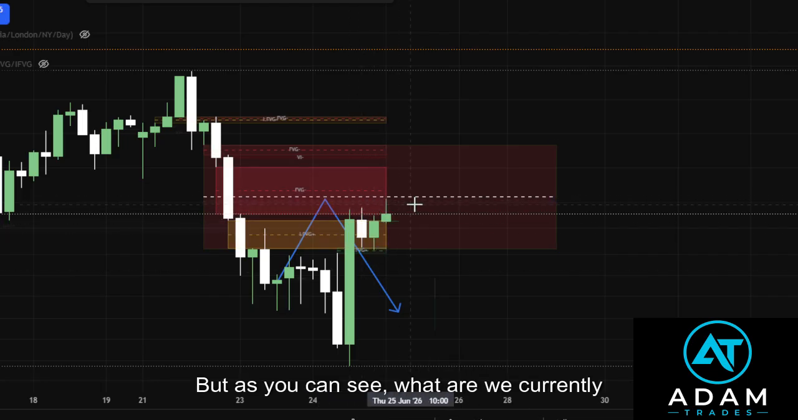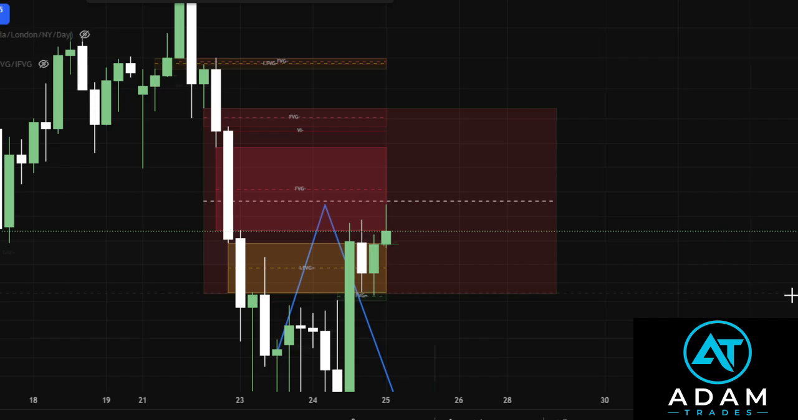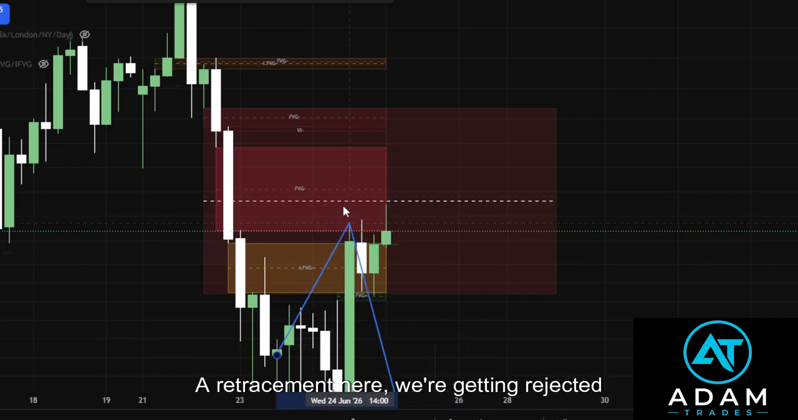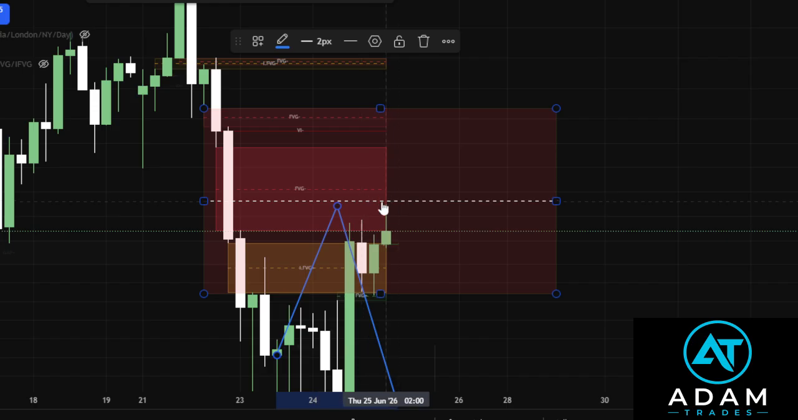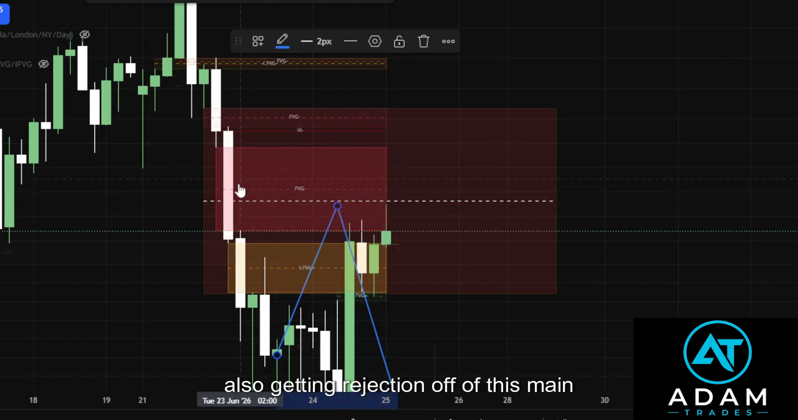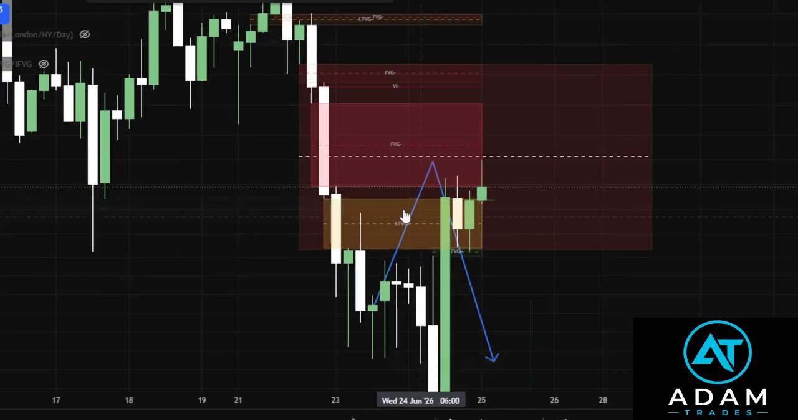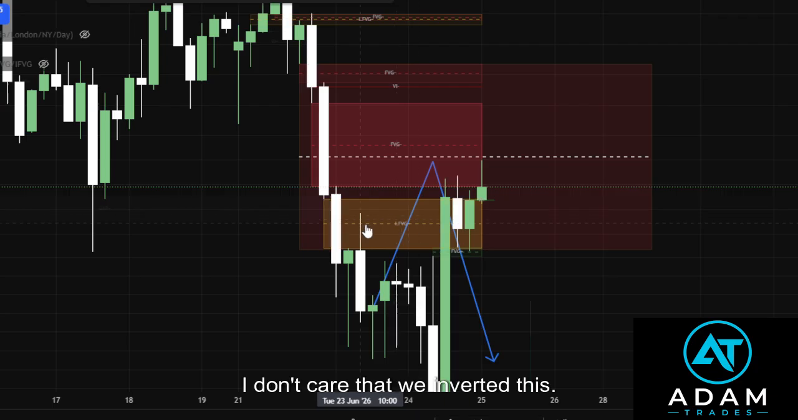But as you can see, what are we currently getting? Exactly what we talked about. A retracement here. We're getting rejected off of the 50%. Also getting rejection off of this main fair value gap that I was focusing on. Sure, it says we inverted this. Again, I wouldn't care about that. I don't care that we inverted this.